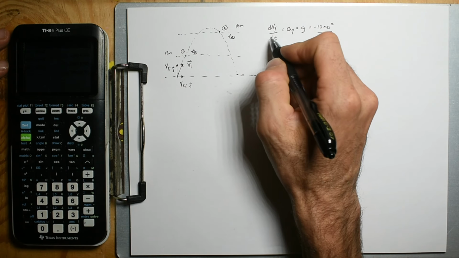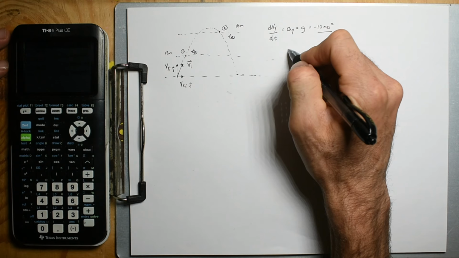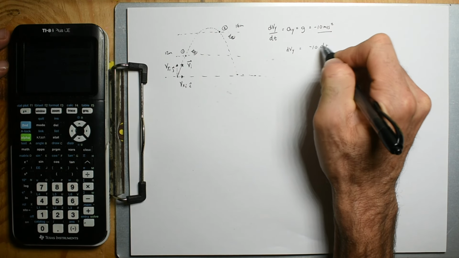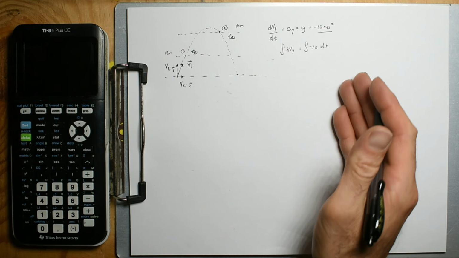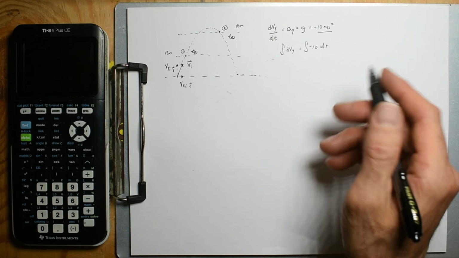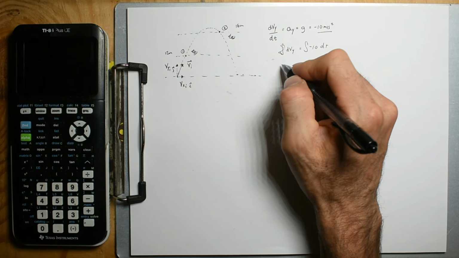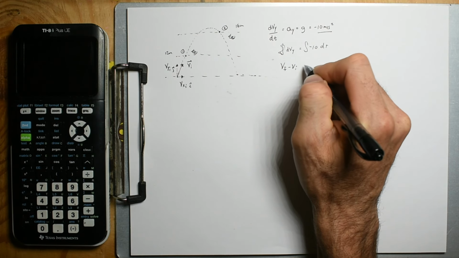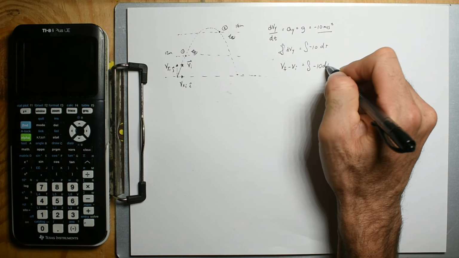Okay. But if I separate these variables and we get a dt over here, I'll have dvy is equal to negative 10 dt, and I can integrate. And is that how you say it? Do you integrate both sides? I don't think so. I think you integrate this, and then you say that this is the change in velocity. This is velocity final minus velocity initial is equal to the integration of negative 10 dt.